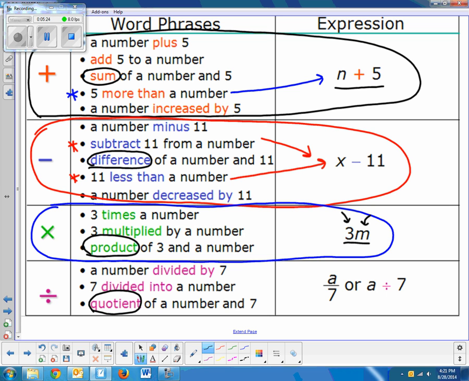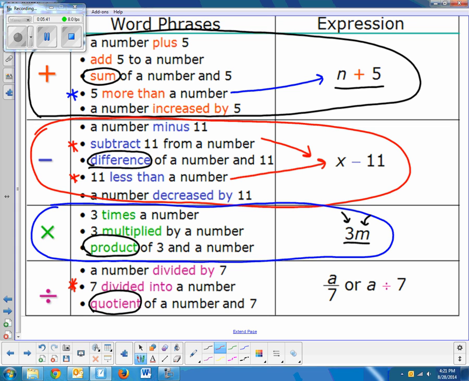I'm going to put a little star by the second division one here. 7 divided into a number. So if you think about that, 7 divided into, say, 21. 7 divided into 21, well, 7 divides 3 times into 21.